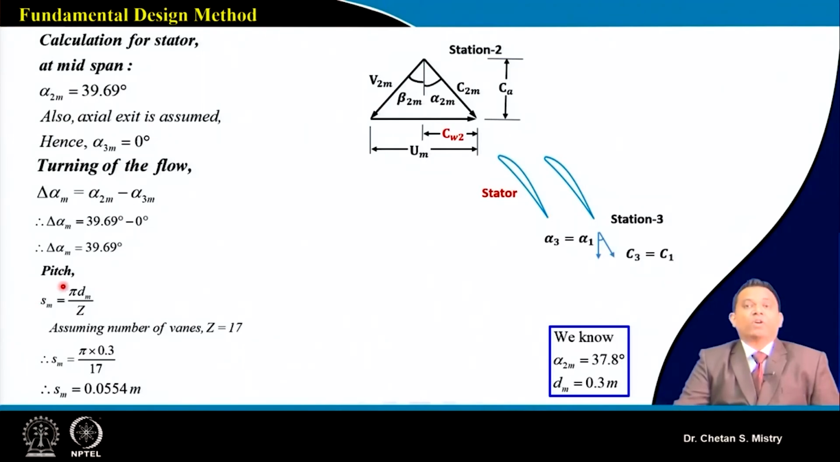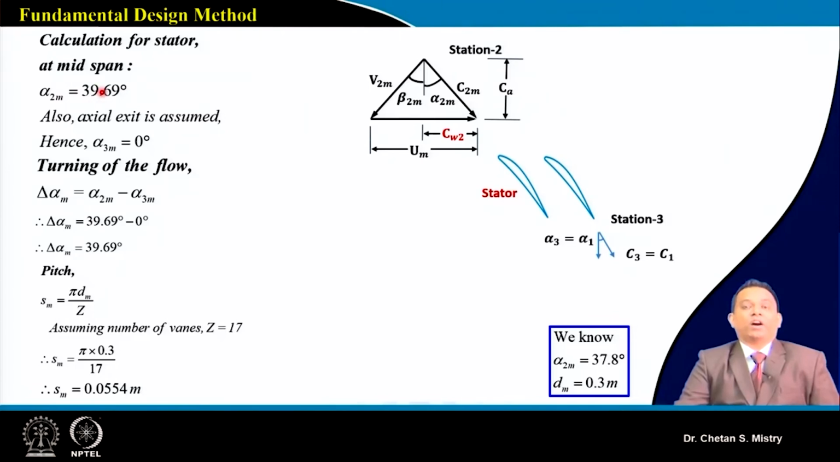And for the stator, what we have learned is that for the stage configuration, rotor-stator combination, we are assuming the absolute velocity coming out from the rotor is equal to the absolute velocity at the entry of my stator. So the alpha 2 coming out from the rotor will be the entry for my stator. That's the reason we are putting alpha 3m as 0 at the exit, and alpha 2m as 39.69. Remember, we have modified our mid station.